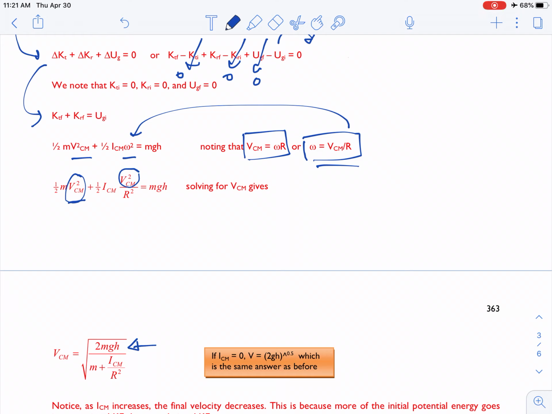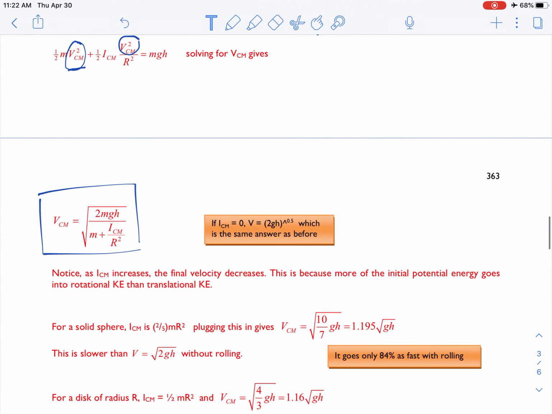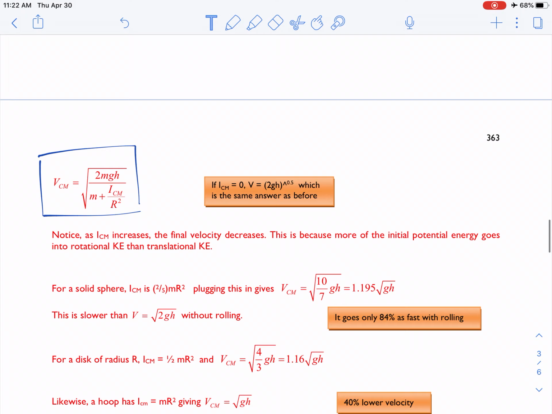Okay, so that's it, and then take the root because it was squared. Then you're going to get the definition for V center of mass. Again, this is a symbolic problem, but let's now look into some specifics.